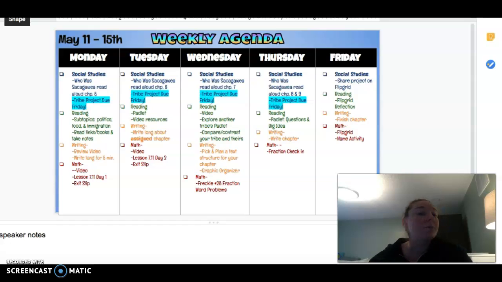Don't forget, we have a Zoom meeting today at 11. This is the weekly agenda for this week. Again, I encourage you guys to please, please, please print this out, and then you can actually check off the assignments as you do them. And this way, you don't have to worry about if you're missing anything.